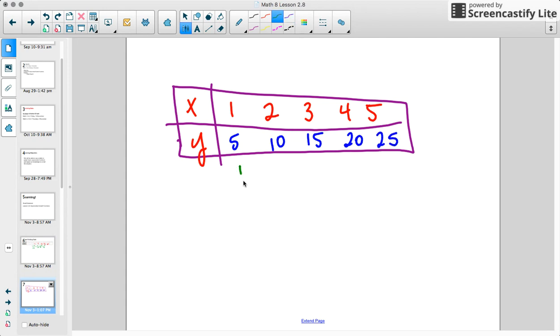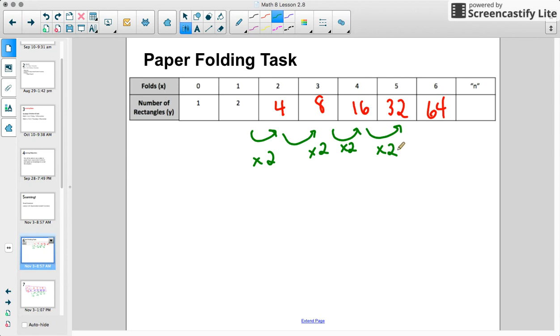Linear equations are different. And in linear equations, when you look at the difference of the y values, you are just adding or subtracting something. So again, with linear equations, you always see adding and subtracting, but we will know that it's exponential when we're not just adding and subtracting, we're multiplying. Okay, so in the paper folding task, we figured out that it was 2 to the power of x, y equals 2 to the power of x.